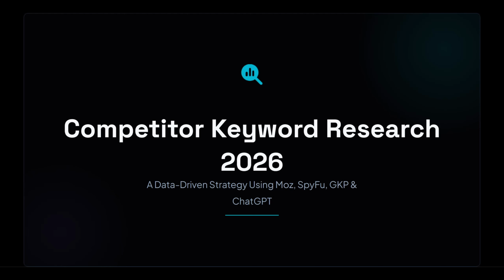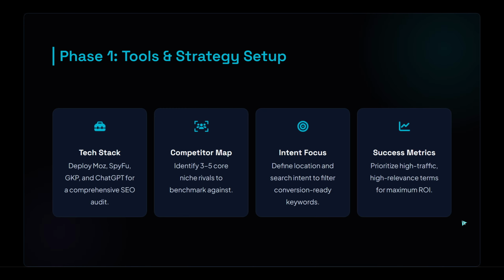In today's video, I'm going to teach you tools and strategy setup. We'll walk through a clear, repeatable process for building a keyword strategy that attracts the right visitors and turns them into customers. You'll use 4 tools working together: Moz, SpyFu, Google Keyword Planner, and ChatGPT. By the end, you'll know how to find the best opportunities, plan content with intent in mind, and keep improving over time.